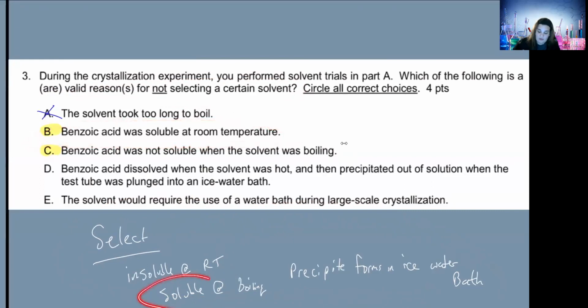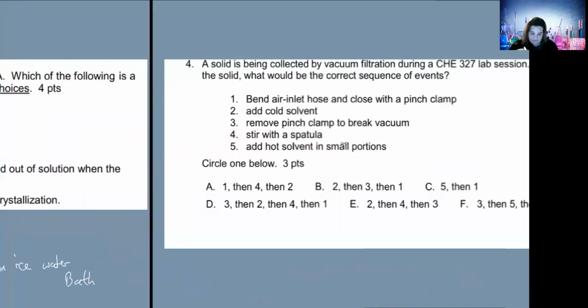Okay. Soluble at boiling point. Benzoic acid not soluble at boiling point is a good reason to not select that solvent. D is the ideal scenario. It's not the opposite of that one. And then E, solvent would require the use of a water bath during large-scale crystallization. It is. So that's correct. So B and C are valid reasons for not selecting a certain solvent. Okay, I hope I didn't mix you up there. All right, let's continue to the next one.